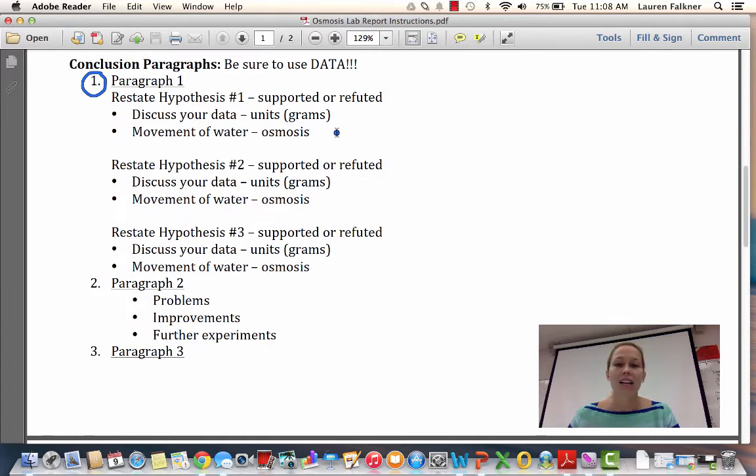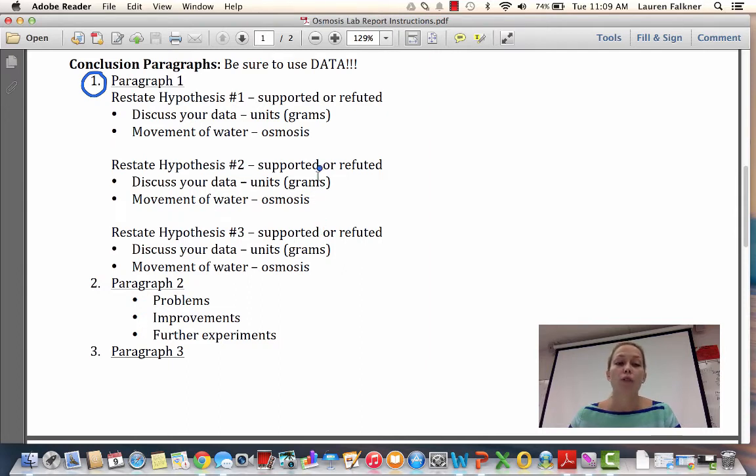You'll go on and talk about your data, like the initial mass of the egg was 70 grams, and the final mass of the egg was 68 grams, and there was an overall 2% change in mass. This shows that water moved from an area of high concentration in the egg to an area of low concentration, the syrup, showing that syrup is in fact a hypertonic solution. So make sure you talk about each of these 3 things. Then you're going to go on and talk about your hypothesis number 2. Do the same thing, discuss the data, discuss the movement of water, and do the same thing for hypothesis number 3.